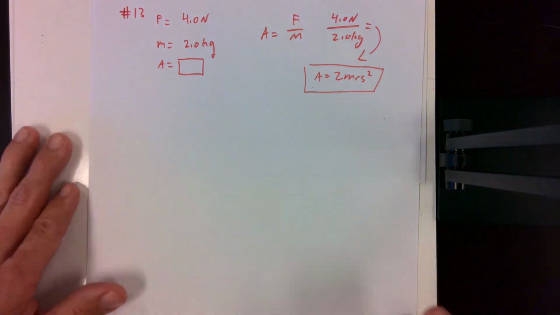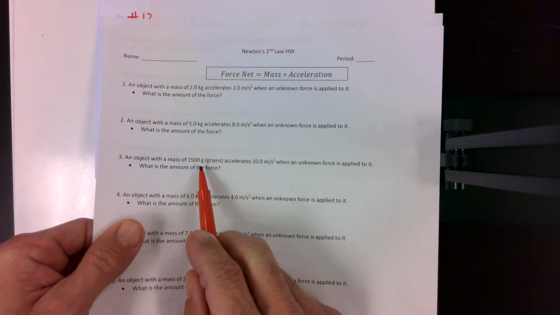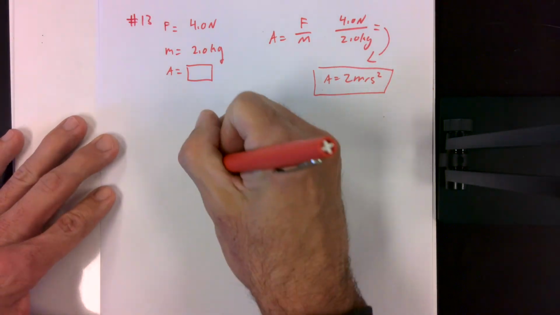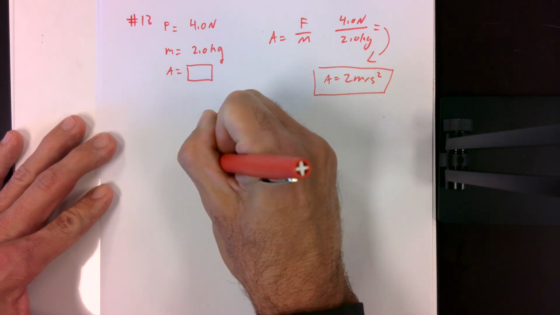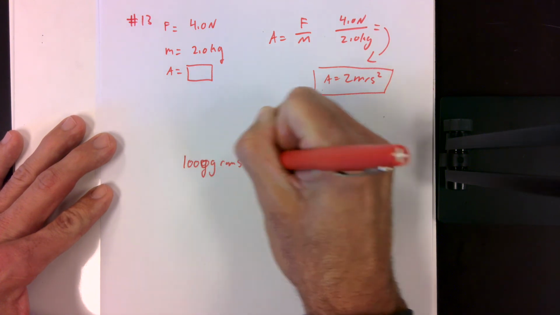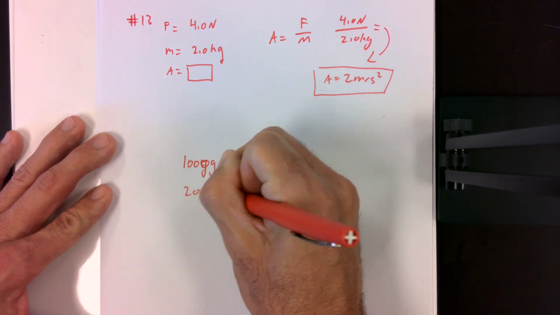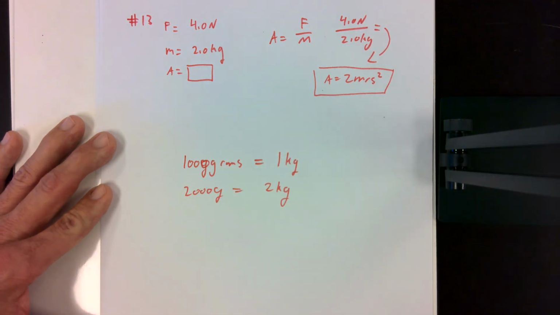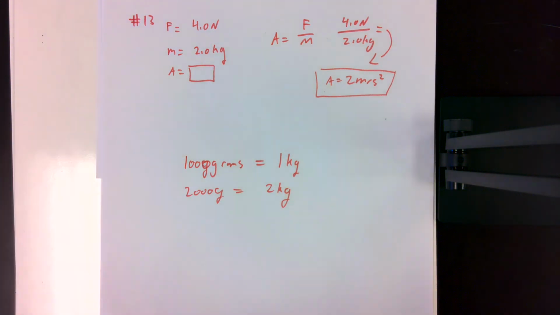And the last and final thing to keep in mind is, on some of these problems, you may have it where, like as in number 3, they give you grams, but it's not kilograms. So keep in mind, 1,000 grams is equal to 1 kilogram. 2,000 grams is equal to 2 kilograms. So you may end up having to do a conversion with a couple of these problems. That's why it's so important to take a look at the units.